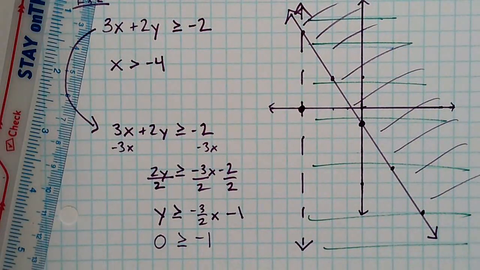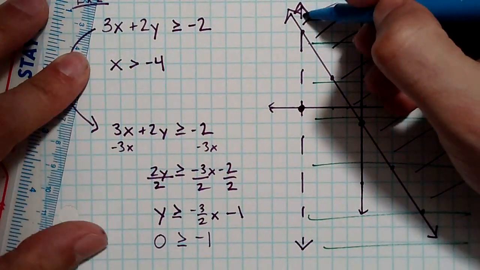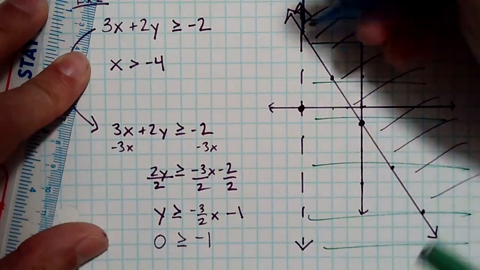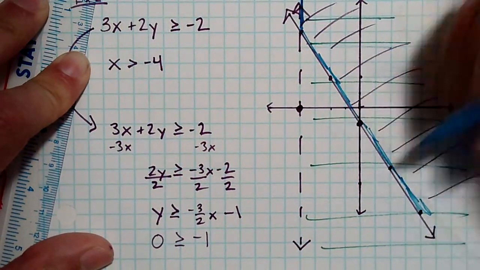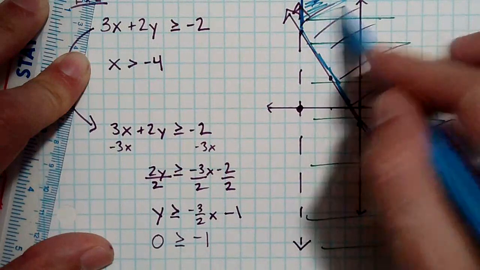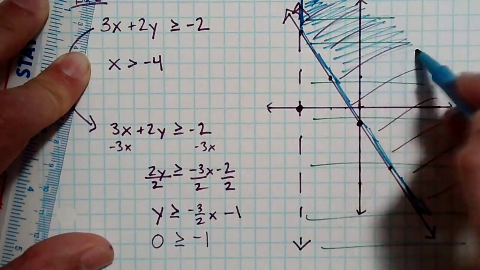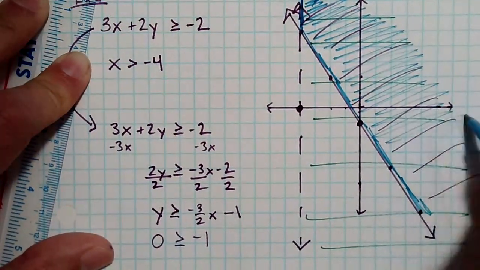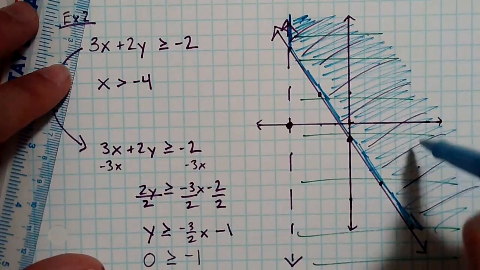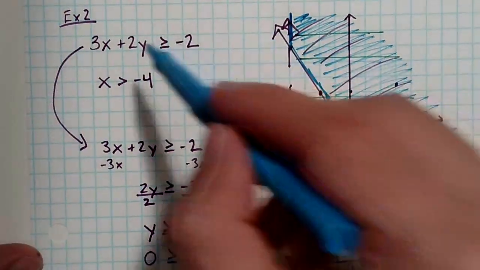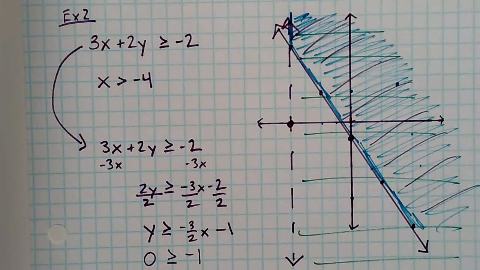So where is the double shaded region? It's right here and then down here. That's where my purple and my green overlap. This is my solution region, so anything in that double shaded region is going to work in my system. And that is solving systems of linear inequalities through graphing.